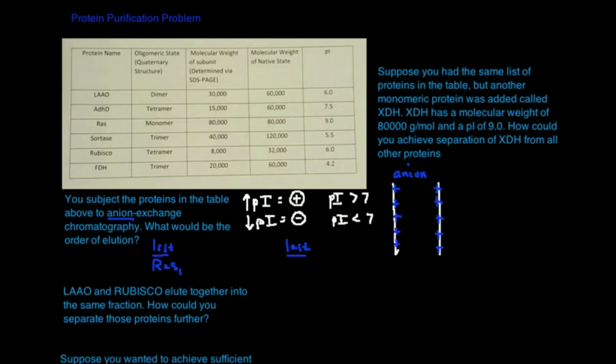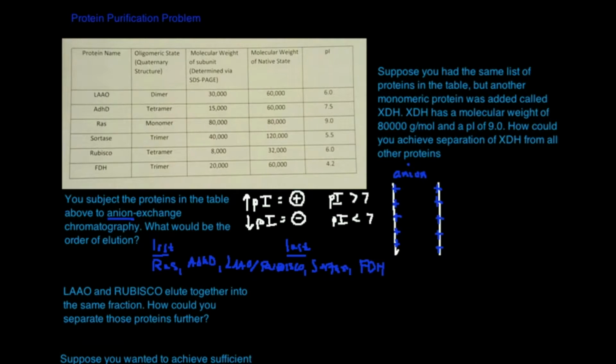The next highest is 7.5, ADHD. The next one, let's see, after 7.5, we have 2 that are 6. So we're going to say L-amino acid oxidase is going to be tied with rubisco. What's after that? Well, I have a 5.5, that's sortase. And then the lowest isoelectric point, the one that's the most negative and will stick easiest on this resin, is going to be formate dehydrogenase, FDH.